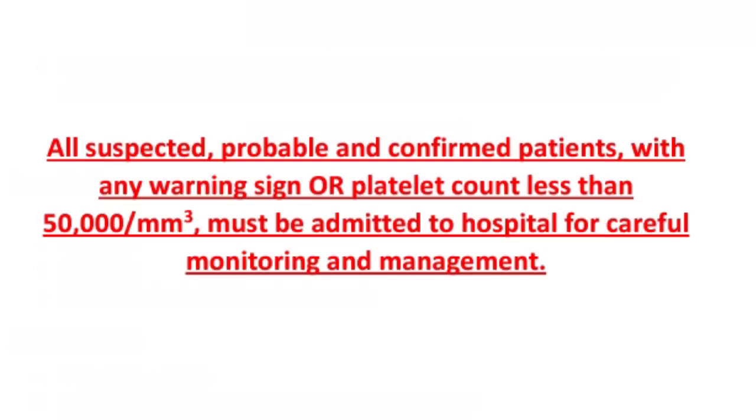So, all suspected, probable, and confirmed patients with any warning sign or platelet count less than 50,000 must be admitted to hospital for careful monitoring. So the criterion for monitoring is that if you get a warning sign or a patient with platelet count of less than 50,000, you should admit that patient. So admission criteria is platelet count less than 50,000 or any of the warning signs. So I have discussed with you the admission criteria, the probable case and the confirmed case.